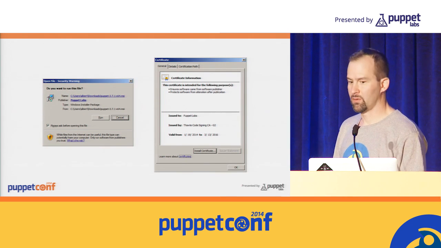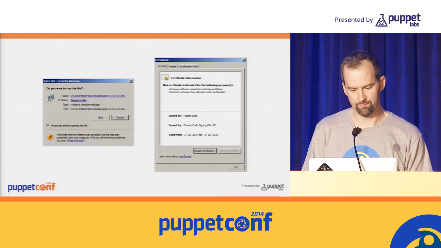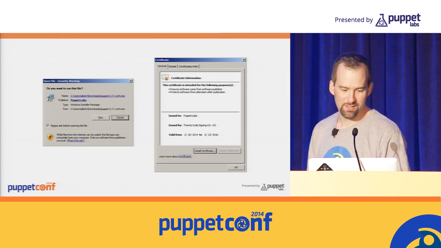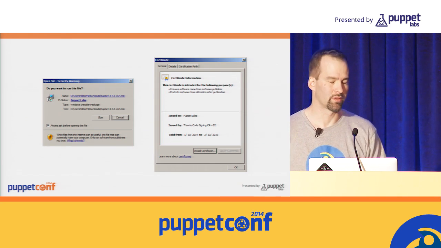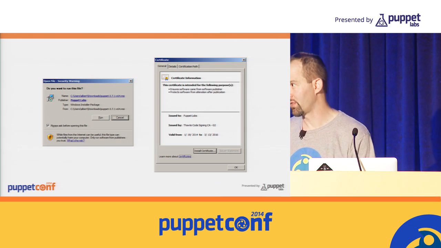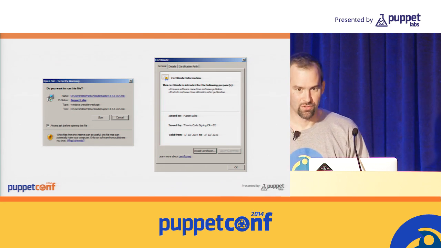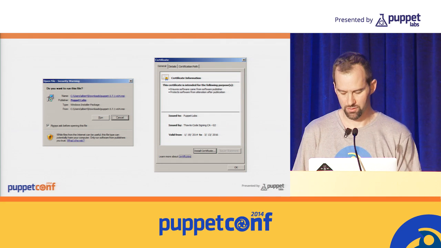OK, so we just downloaded something from the internet and installed it on your system. It's running as local system on your box. What could go wrong? So we take security seriously at Puppet Labs. We digitally sign all of our MSIs with an Authenticode certificate issued by Thawte to ensure that the contents of that package haven't been modified since it was published.